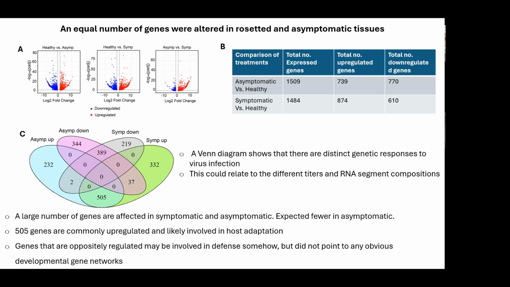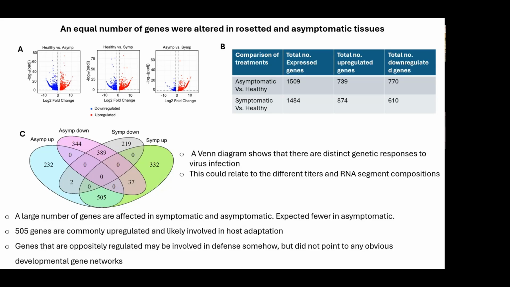And then when we looked at the downregulated genes, we had 344 genes which were distinct only to asymptomatic, and 219 genes which were distinct only to symptomatic. And we had 389 genes which were shared between asymptomatic down and symptomatic down.